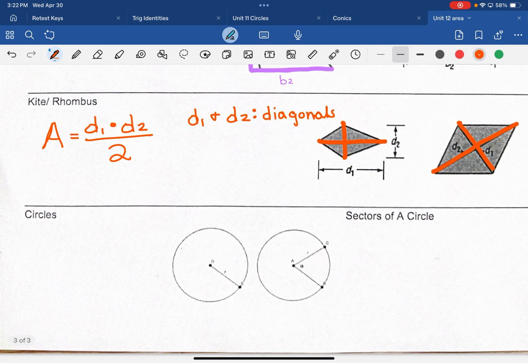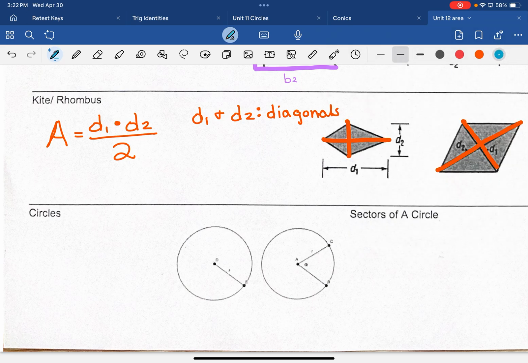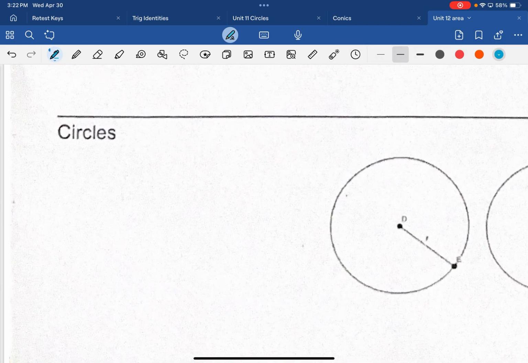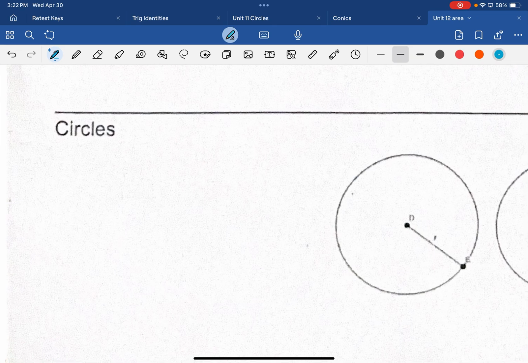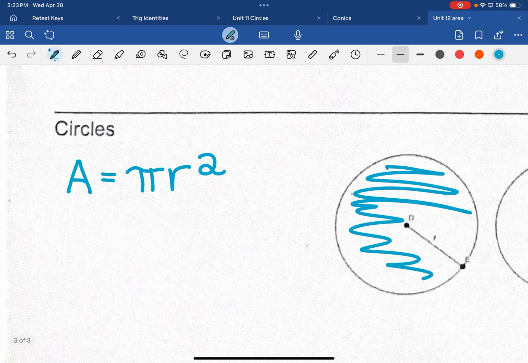Okay, the last thing we need to talk about is circles. So our formula for circles, if we want the full circle, we're going to do area equals pi r squared. Okay? If I wanted to find the area of a semicircle, what would I do? Yep, pi r squared over 2. So you just take it and divide that by half. That is giving you the area, meaning the inside of the full circle.